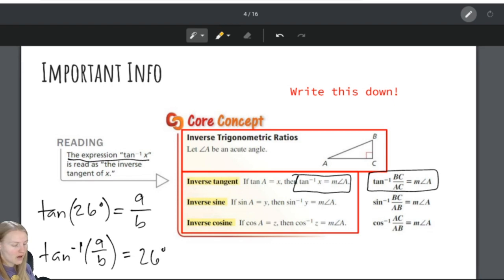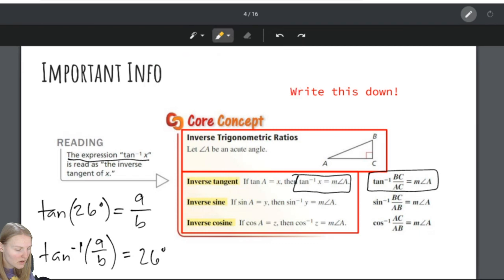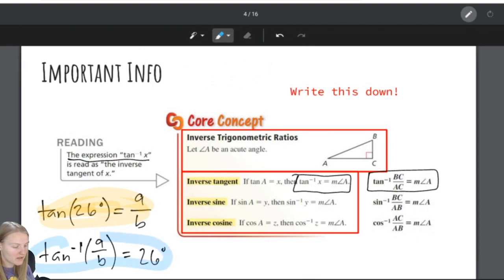So before, let's use colors. There we go. This works really well for finding side lengths. But what if I wanted to find an angle? Well, then that's where this guy comes into play, because now you can find angles. So if I want to find side lengths, I'm using that one, and if I want to find angles, I need to use this one.